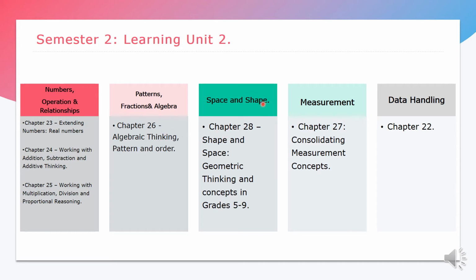Space and shape is 28. Measurement is consolidating measurement concepts, which is 27. And data handling is purely just 22.